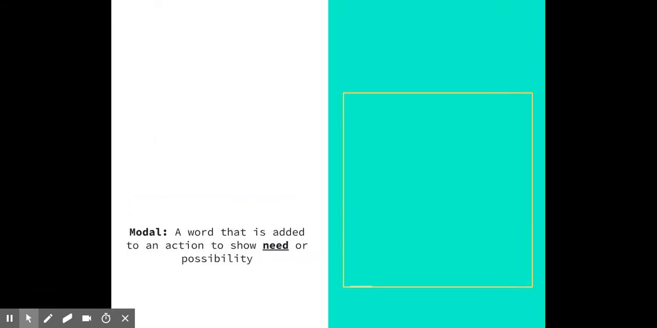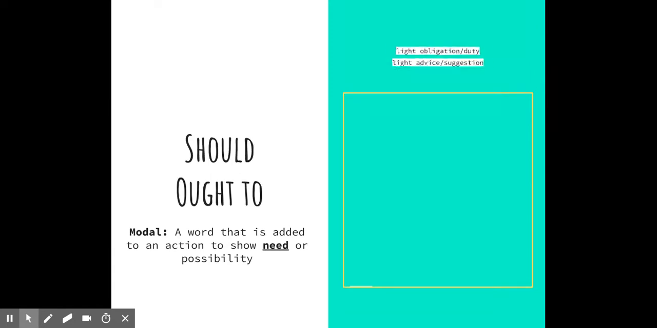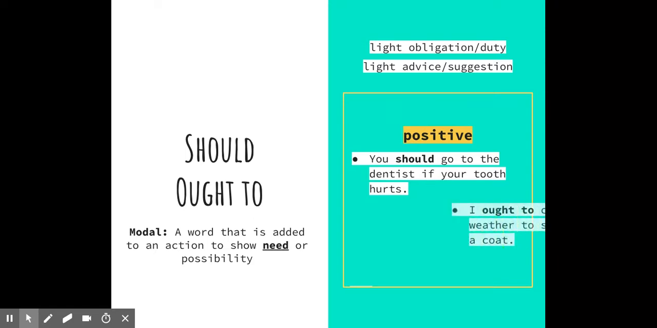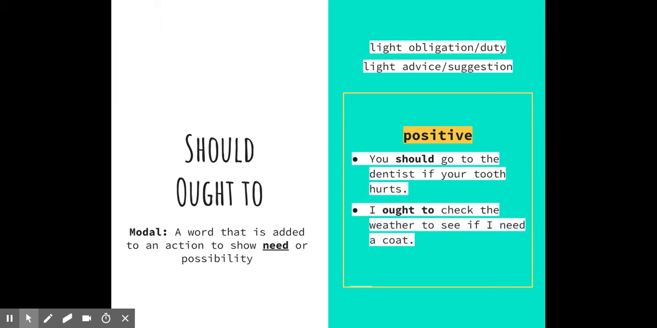Okay, so let's take a look at which one we should use. Should it be should, must, have? Okay. So should and ought show light obligation, light duty. They're not very important. It's not very serious. So in the positive, you should go to the dentist if your tooth hurts. If you don't go, it's not like the world is going to end, but you will feel better. I ought to check the weather to see if I need a coat. If I don't, worst case scenario, I get wet, right? It's not very important. It's not very serious.